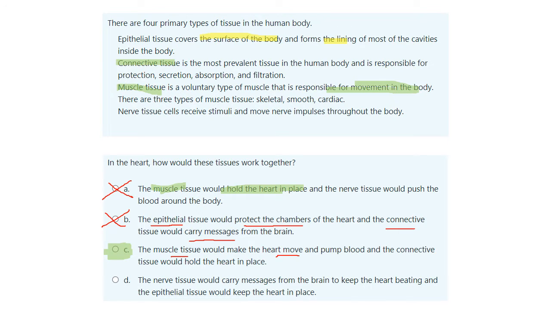D, the nerve tissue will carry messages from the brain. That's true, they do. And tell the heart to keep beating. And the epithelial tissue would hold the heart in place, but the epithelial tissue is not for holding things in place. Epithelial tissue is for covering a surface. So C is the correct answer.